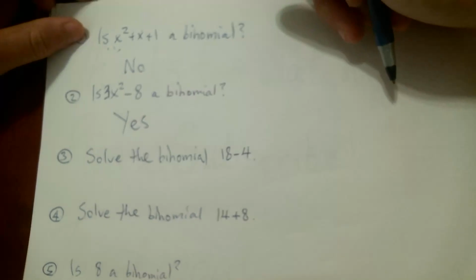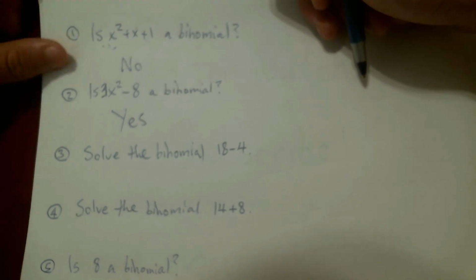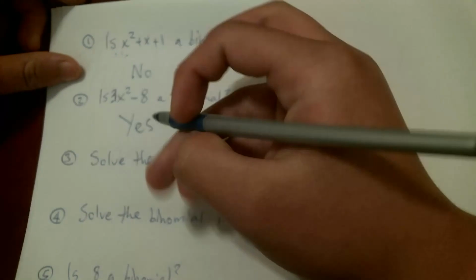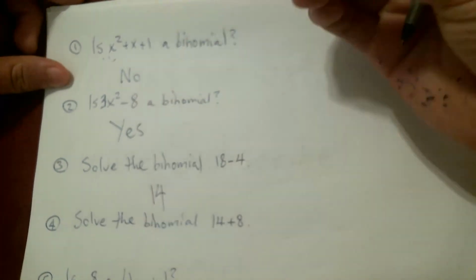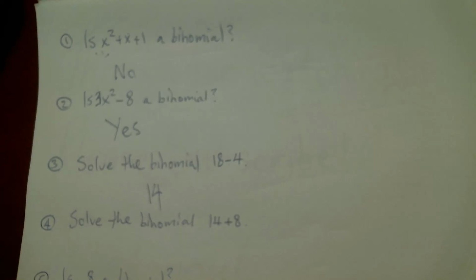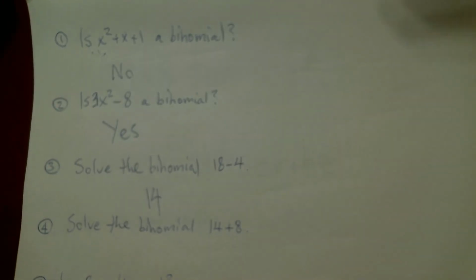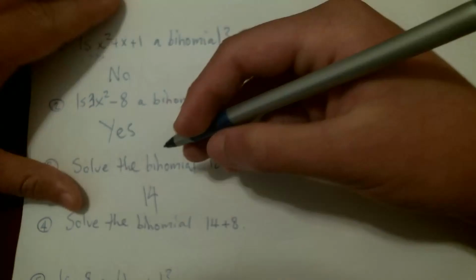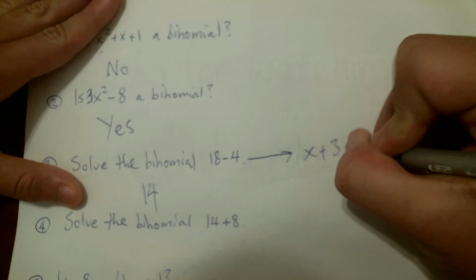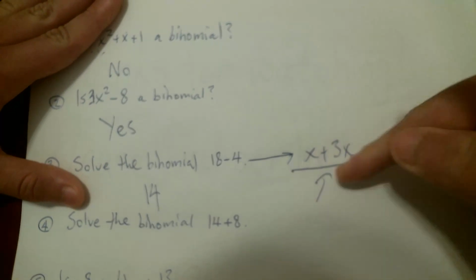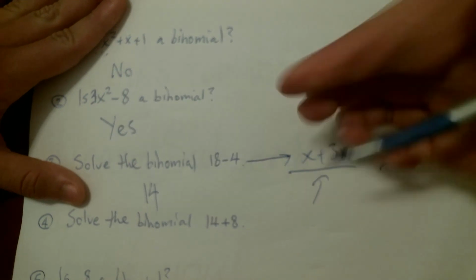Alright, the next one asks to solve 18 minus 4, which is the binomial. But this one is pretty simple to solve. This one would just be 14. You can just use your arithmetic skills to solve this. There is no real algebra step needed here. But sometimes they would have x plus 3x. This is algebra, since it has variables. So this one would just equal 4x.